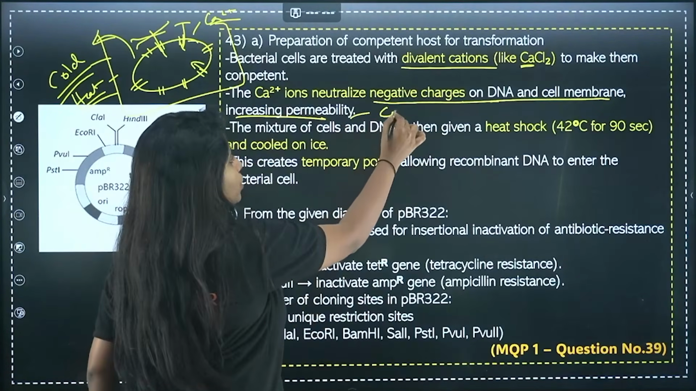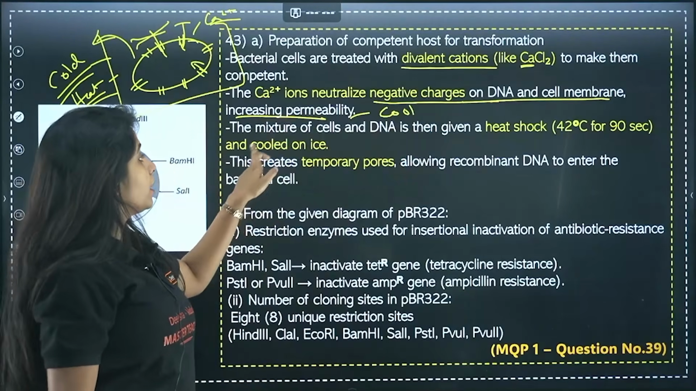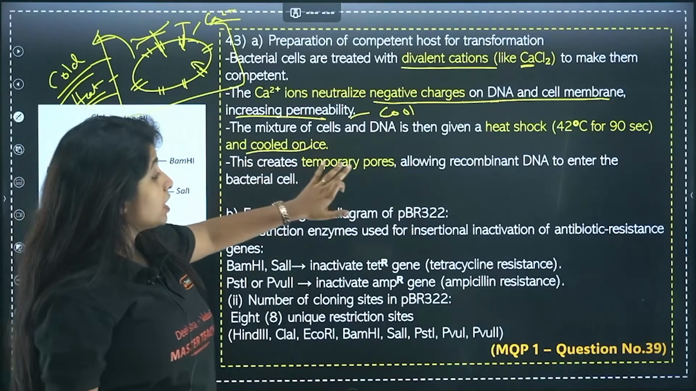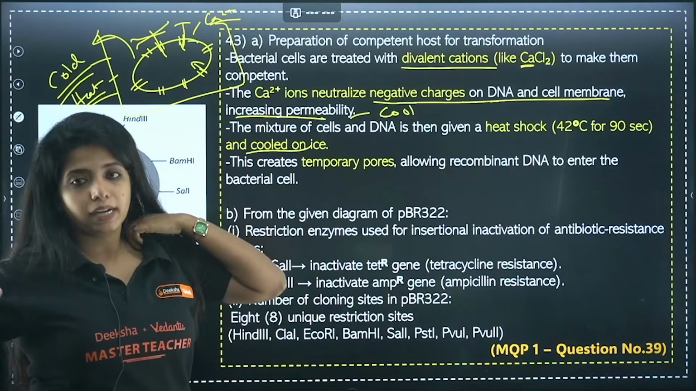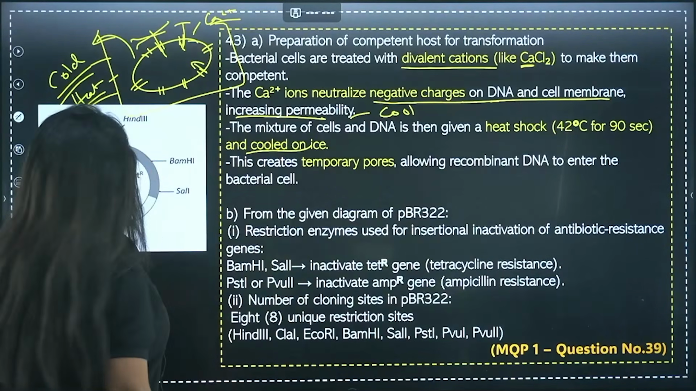Before that, you need to cool it on ice. Then you give heat shock. Then again you cool it on ice. This creates temporary pores, allowing recombinant DNA, the DNA that we want, into the bacterial cell. Got it? Yes, ma'am. Got it.